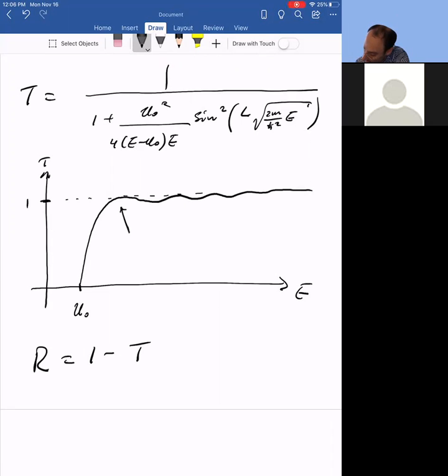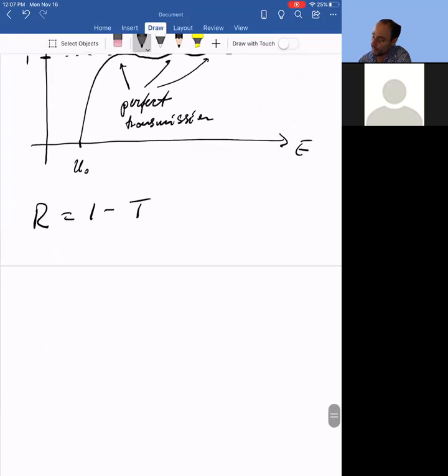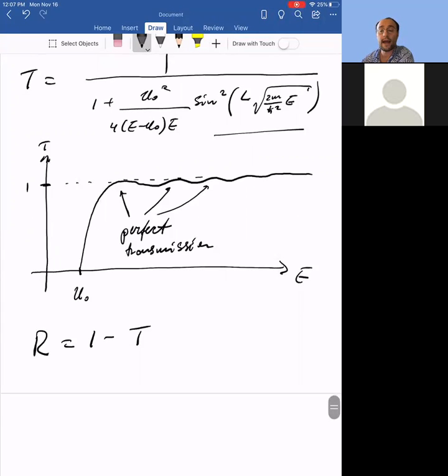But you see at these spots right here, you have a perfect transmission. You get a perfect transmission, in other words, T equals 1, when the sine is 0. And the sine is 0 when the stuff inside the sine equals n pi.